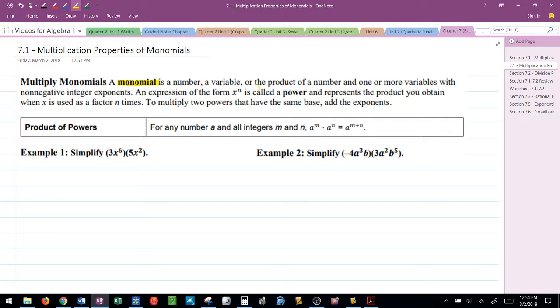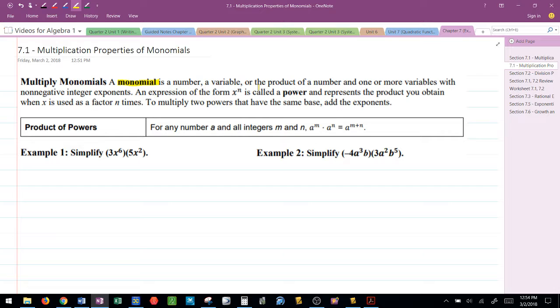You can't add or subtract monomials. Remember, that's how we create binomials and trinomials. So we're looking for something where things are all being multiplied together with no negative exponents or no variables in the denominator.